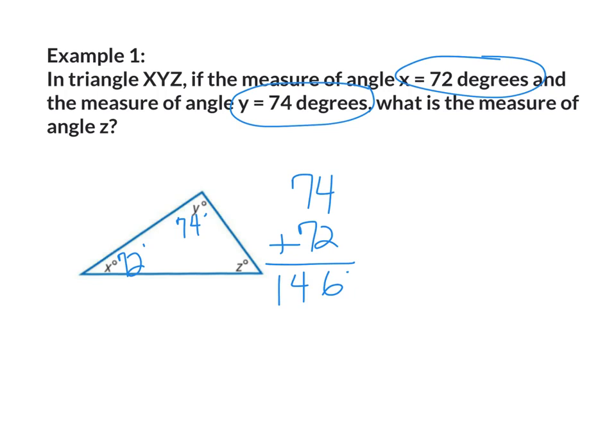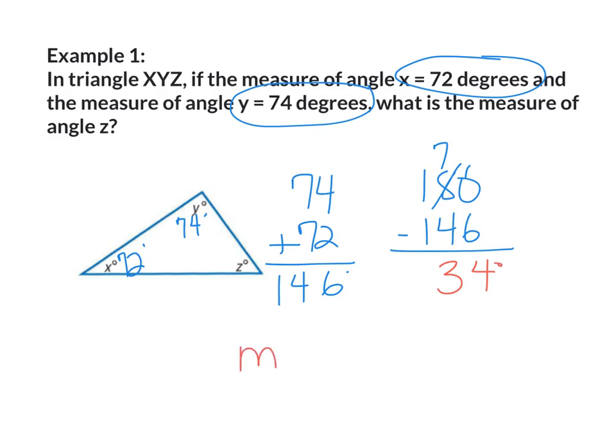Now, I know that the sum of all the angles inside a triangle equals 180 degrees. So I'm going to take 180 and subtract 146. 10 take away 6 will give me 4. 7 take away 4 will give me 3. That means that the measure of angle Z equals 34 degrees.